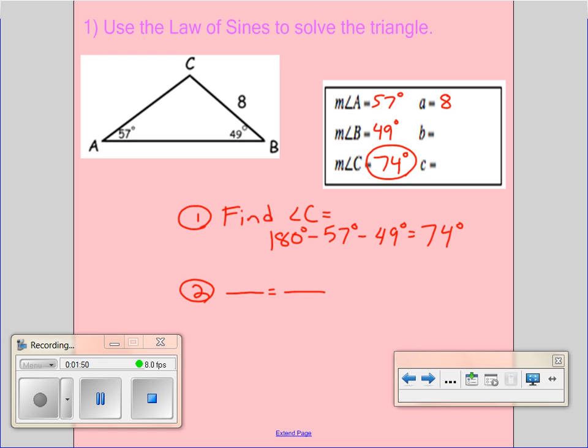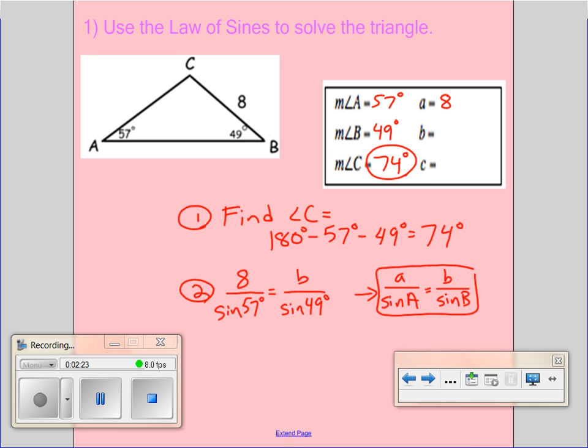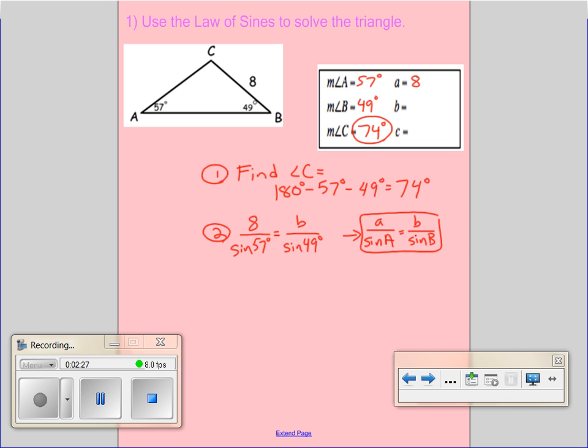Right now we know the complete family for A, so it's little a, which is 8, over sine of A, which is 57, equals, so now let's find little b. We don't know little b, but we know that the bottom here has to be sine of angle B, which is 49 degrees. So what we're using is little a over sine A is equal to little b over sine of angle B. Okay, so to solve this, we need to cross multiply.